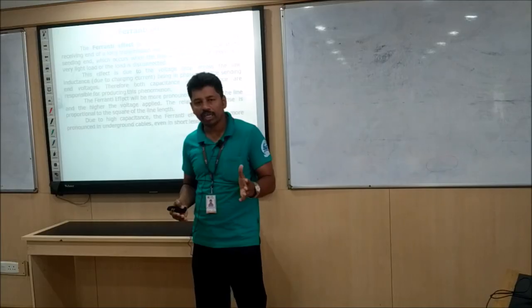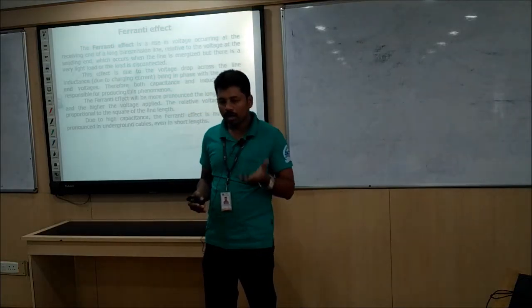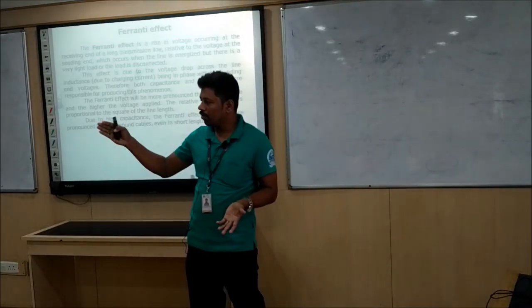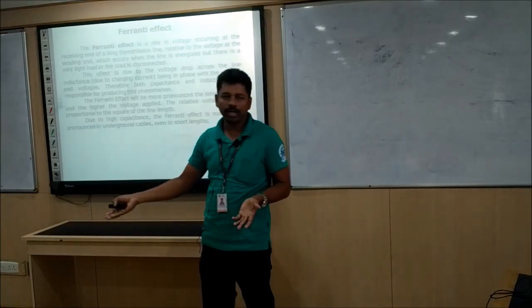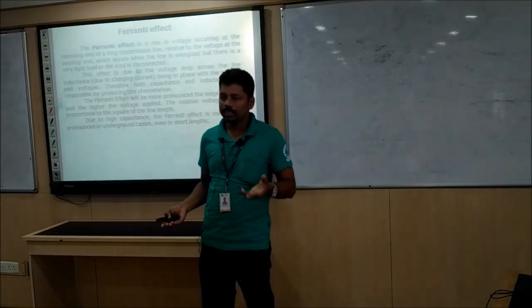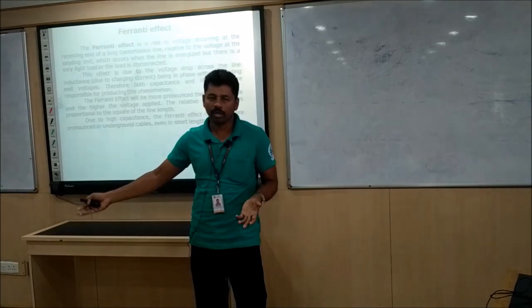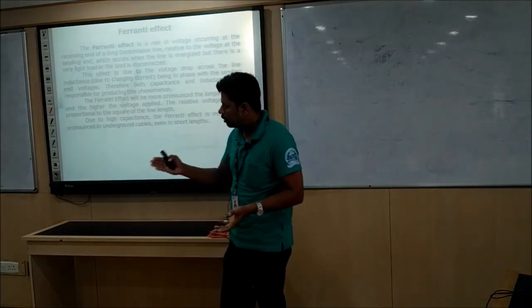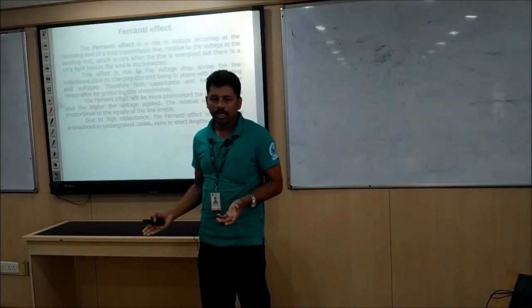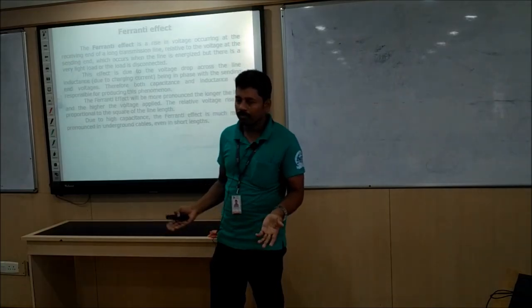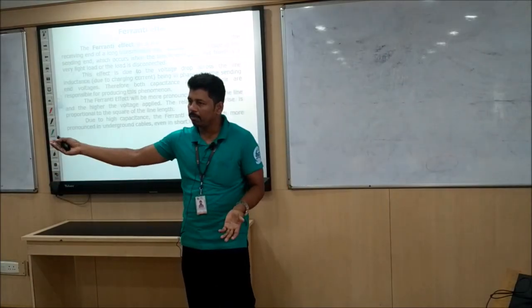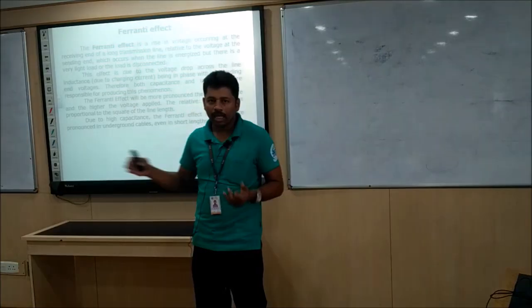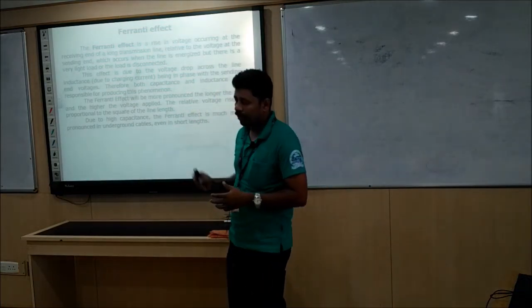Suppose I am sending 11 kV at the primary or sending end. If you go and measure after 10 km or 20 km, definitely the voltage will be less than that. If it is 11 here, it may be 10.5 kV or 10 kV. But there are some conditions where, if you send 11 kV at the sending end and measure at the receiving end, it may be 11.2 or 11.3 kV. The reason behind that is called the Ferranti effect.